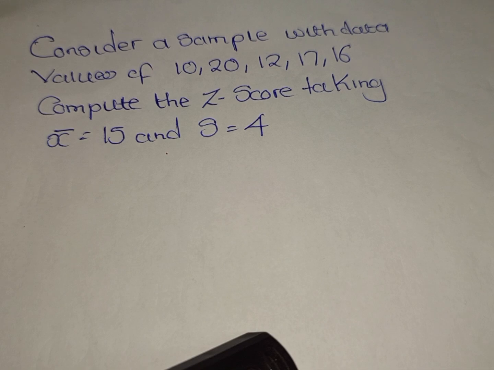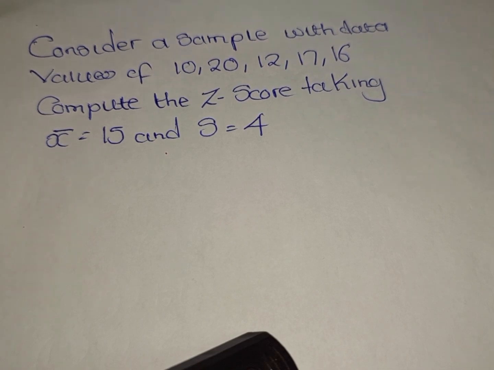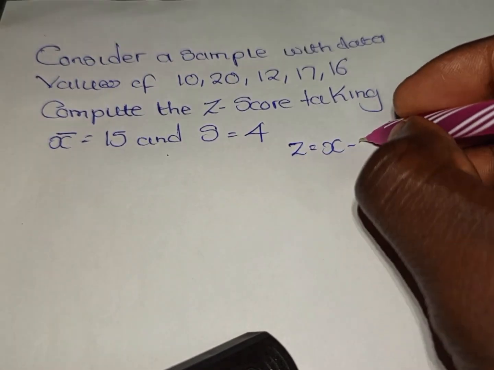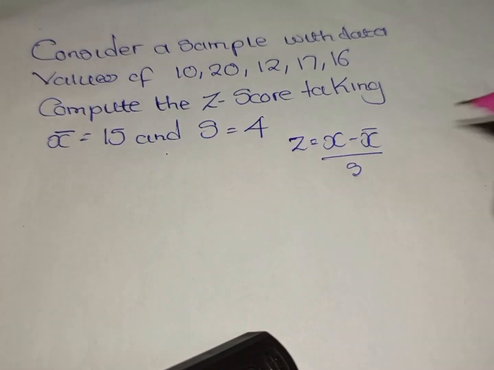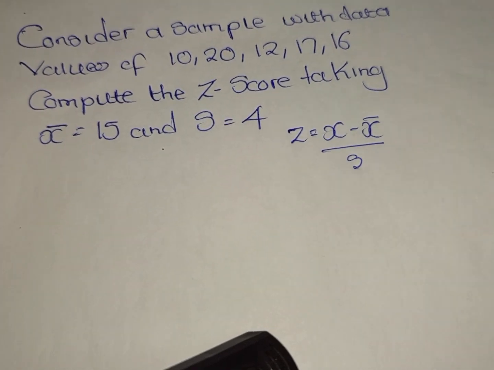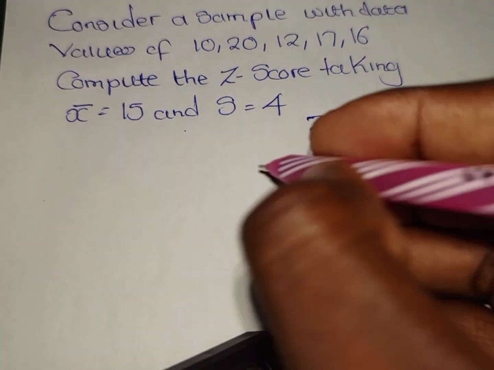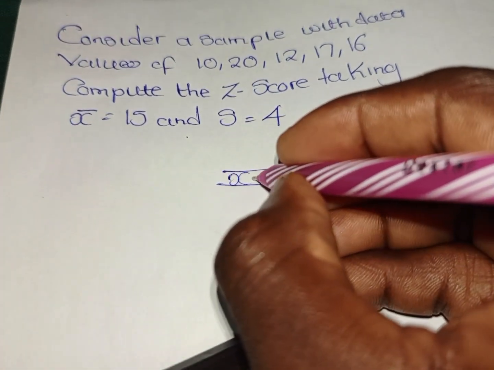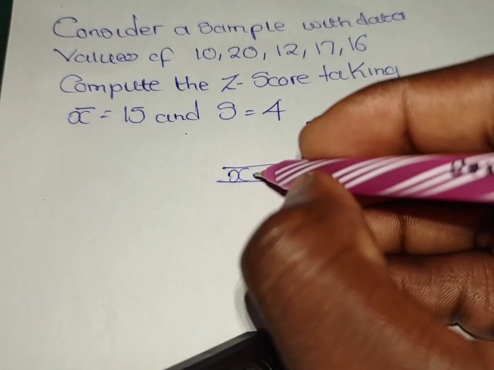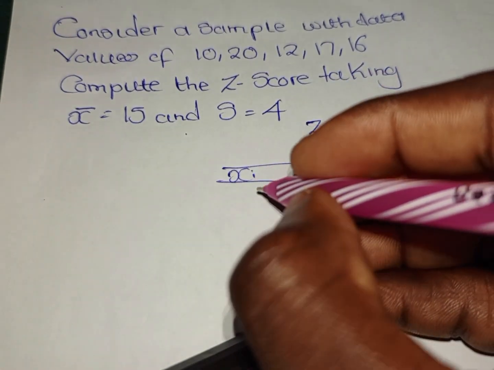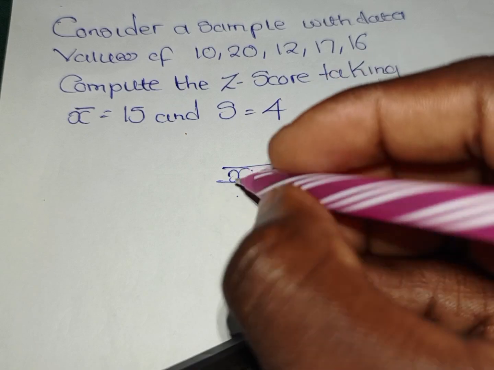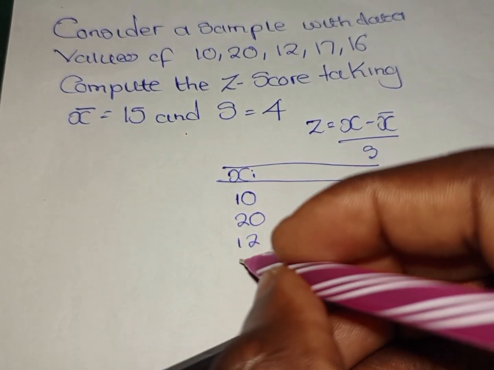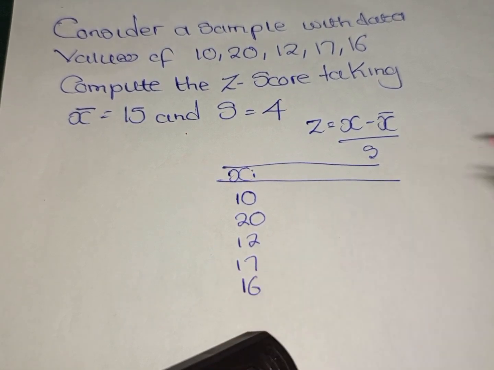So by so doing, we will now calculate our z-score. Remember, the z-score is given by element minus mean over standard deviation. So having done that, we need now to do one thing. Remember, for you to compute the z-score, let's put that this is our element x_i, of which the elements they have given us are 10, 20, 12, 17 and 16.